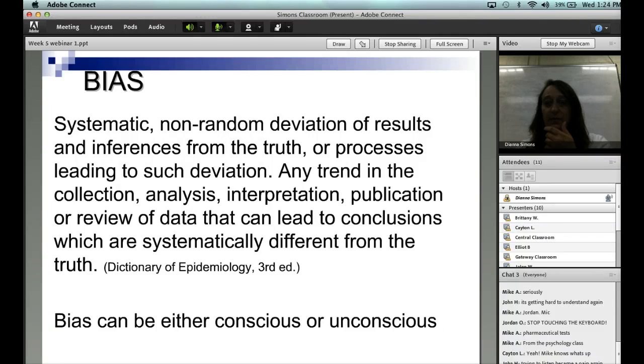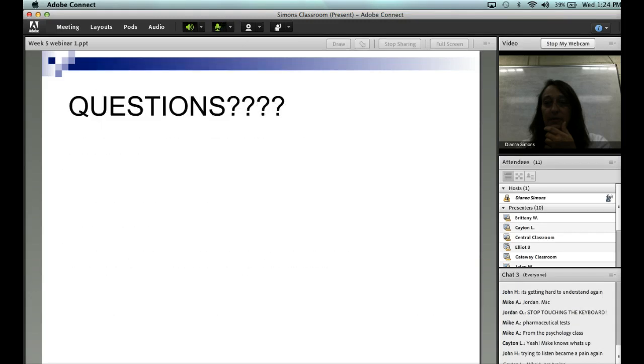Bias is a systematic random deviation of results and interference from the truth. So this is what a bias is. We've already kind of discussed it.